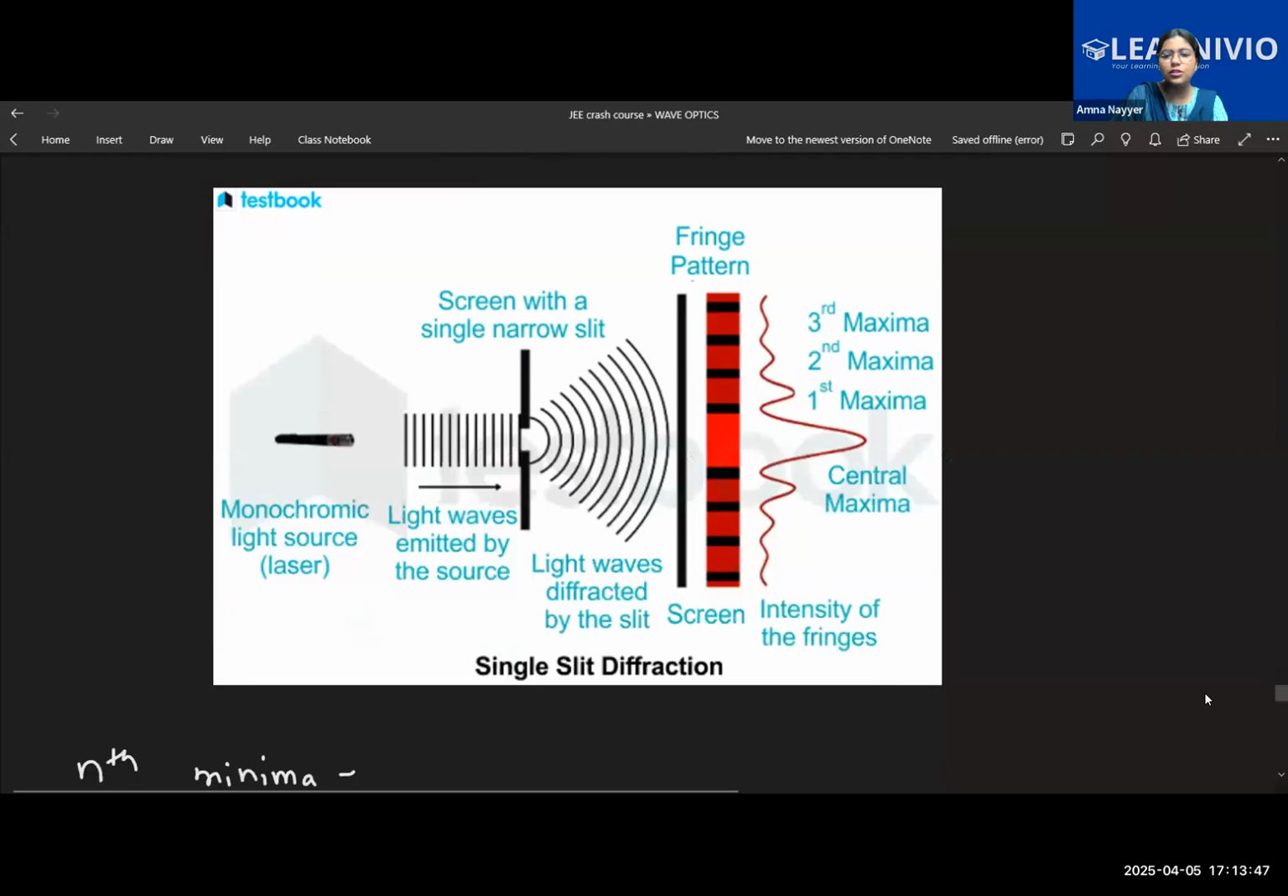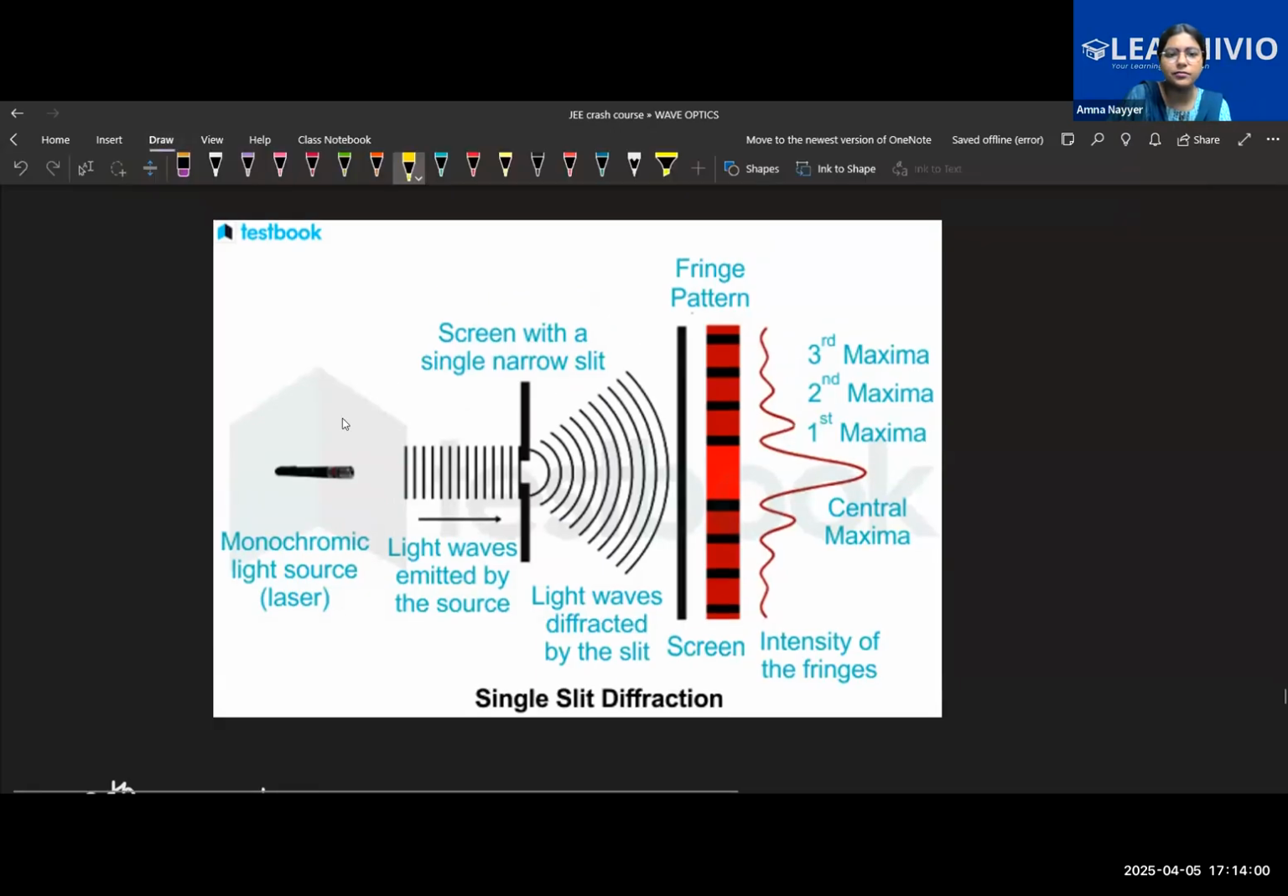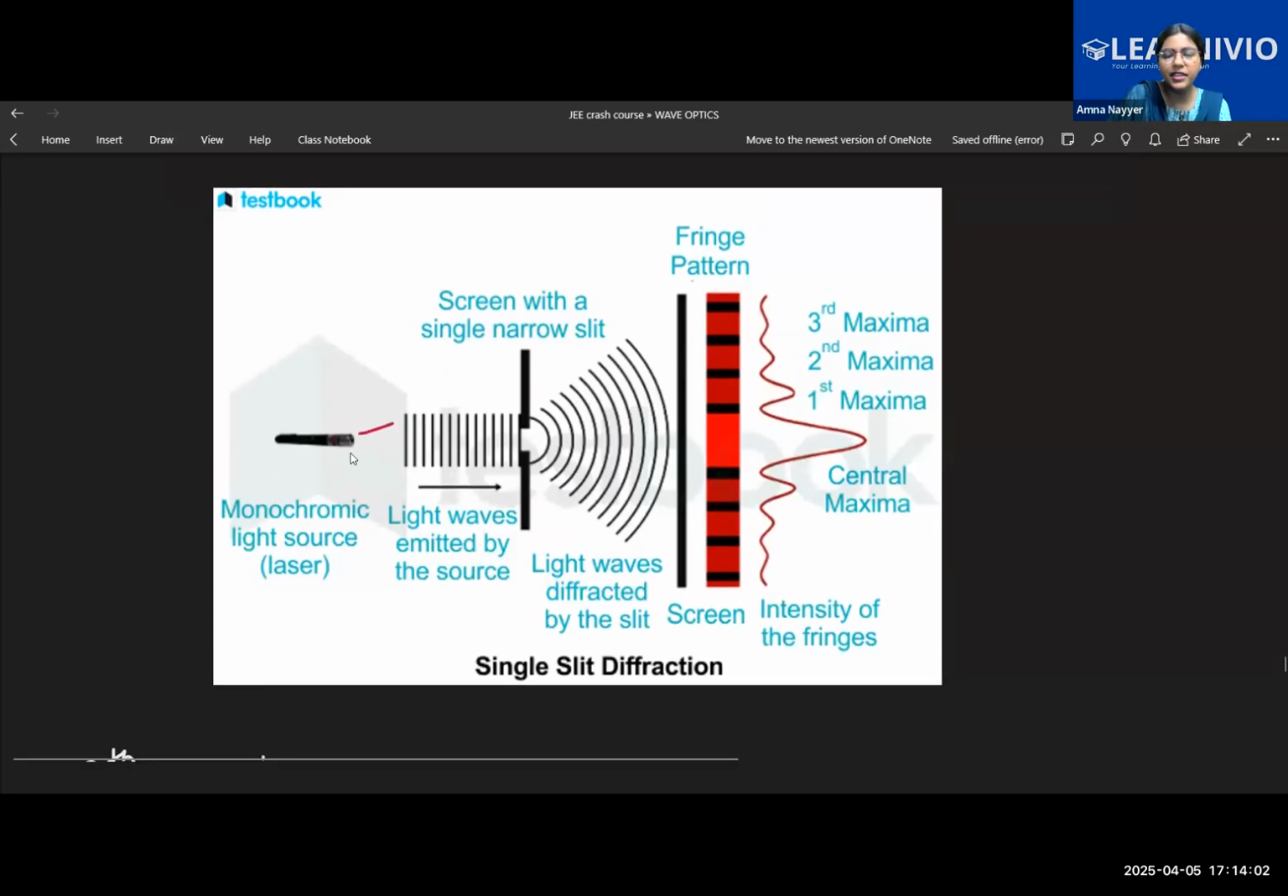In single slit diffraction, it's easier than your concept of Young's double slit experiment. There, two slits were there, right? Same thing, just one slit. This is the monochromatic light source. From here the waves will come. They'll pass through this screen with a single narrow slit. The waves will propagate and they'll again create those fringes.